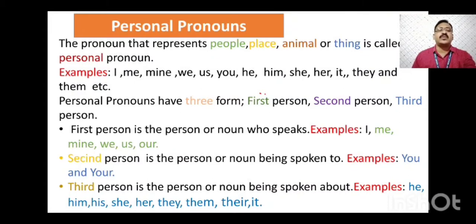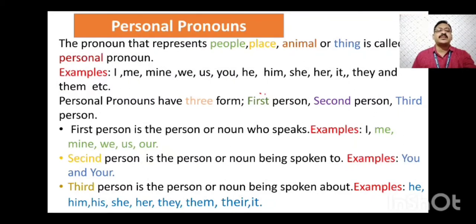We generally know pronouns are used in 3 forms: first person, second person and third person. The first person is the person or noun we speak about. In the sentence, when we speak about the noun or pronoun, it is called first person. So I, me, mine, we, us, our are the first person.